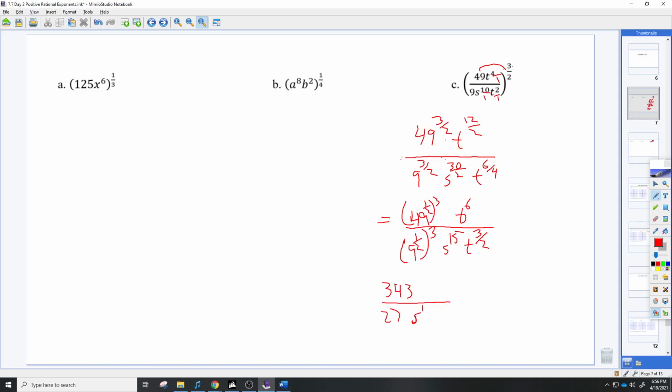And the last thing I have to do, unfortunately, I have to do 6 minus the 3 over 2. So I can make that over 1. And we would have to change this to a 2 down here. So I'd multiply this one by 2 over 2, which makes it 12 over 2 minus 3 over 2. Same denominator now, so we get 9 over 2. So if we subtract that, we get t to the 9 over 2.